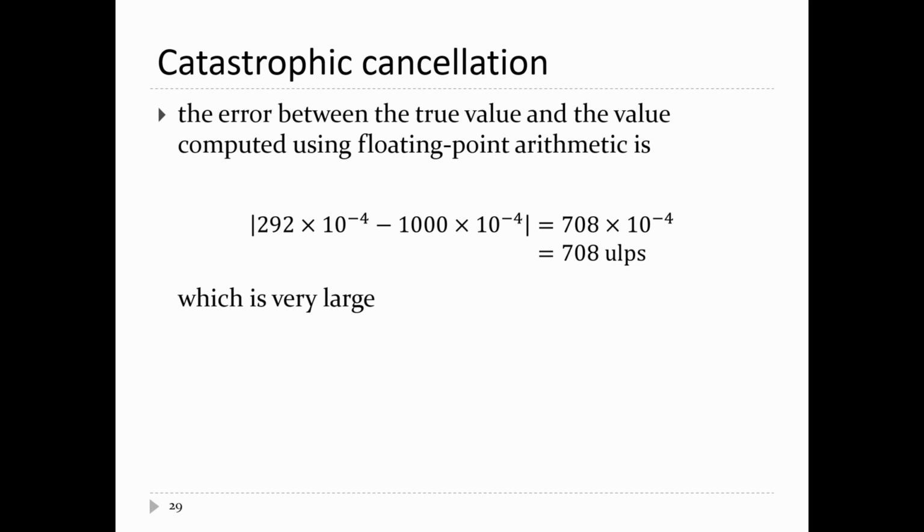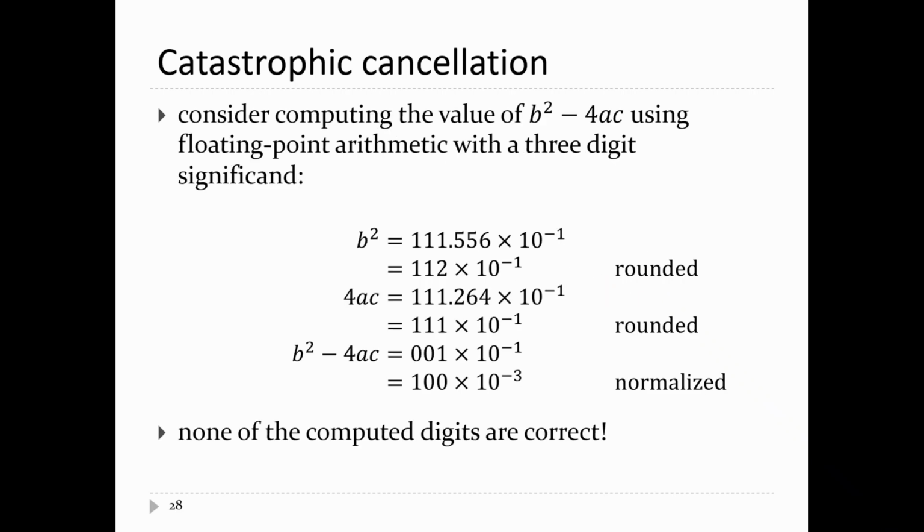So if you compute the error between the true value, back here, 292 times 10 to the minus 4, and the computed value, which was 100 times 10 to the minus 3, make the minus 3 a minus 4 in the second number, so that becomes 1,000. Subtract those two values, that's 708 ALPs, which is enormous. Remember, the standard for floating point numbers said that 4a should be computed to half an ALP, then that times c should be computed to within half an ALP, and then the difference should be computed to within half an ALP.